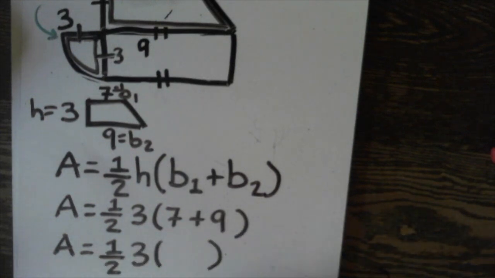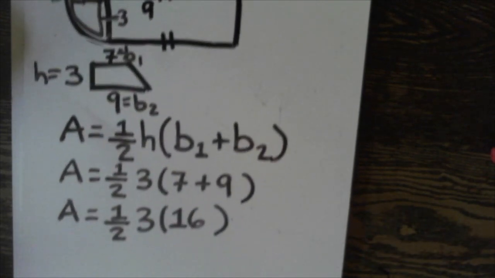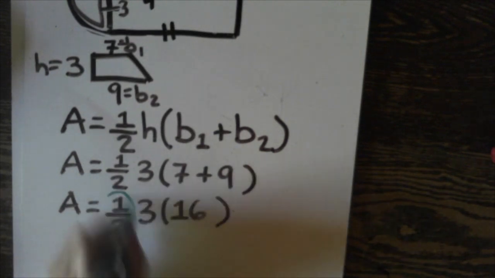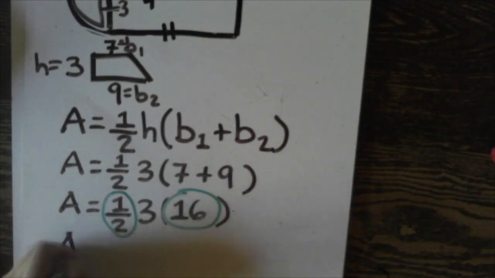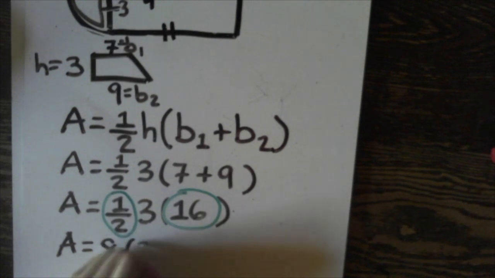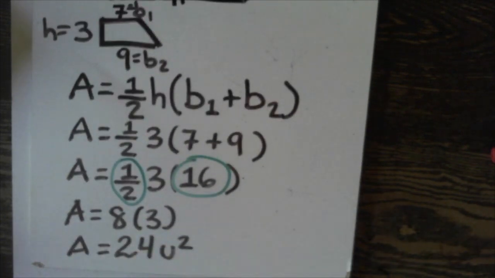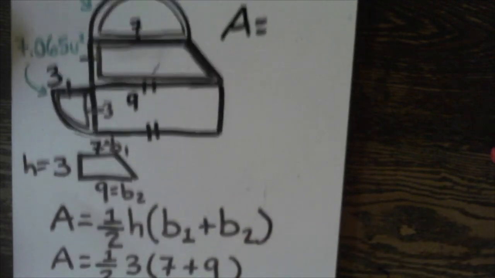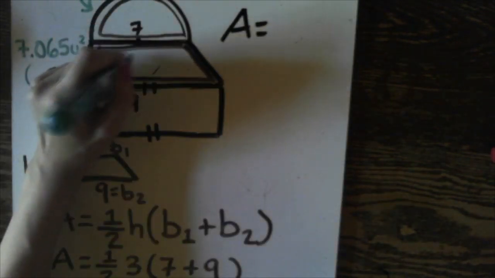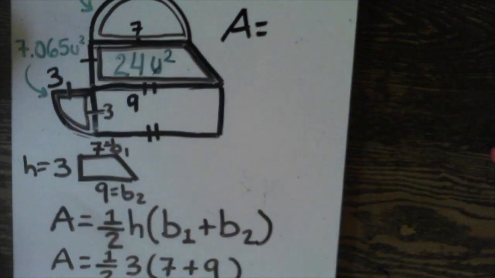Now I can think of multiplying or dividing first, and I'm going to divide because 16 divided by 2 is an easy 8, and 8 times 3 is 24. You could also multiply first and then divide at the end. Both options would be correct. You'll get 24 square units.